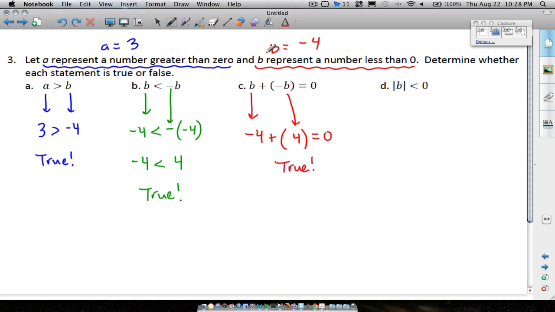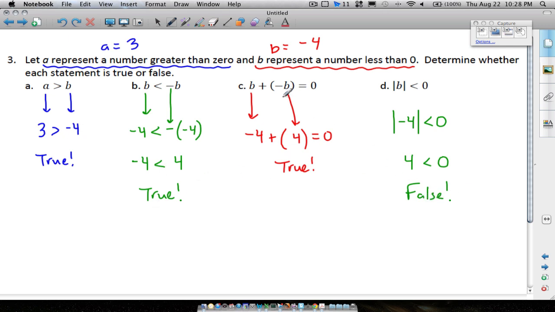And then this last one right here. The absolute value of B. Well, B is equal to -4, so we take the absolute value of -4 and we're going to see if that's less than 0. The absolute value of a number, recall, you want to automatically make it positive. Copy down the less than, copy down the 0. Is 4 less than 0? Absolutely not. 4 is greater than 0, so therefore this is false. So we have a true, true, true, false.